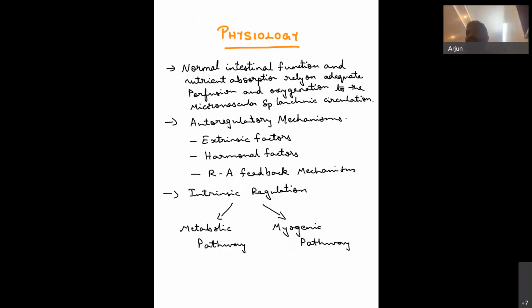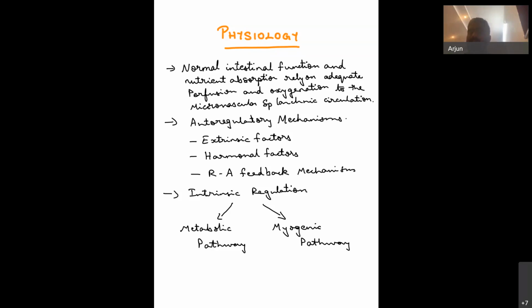Coming to physiology, normal intestinal function and nutrient absorption rely on adequate perfusion and oxygenation of the microvascular splanchnic circulation. The main three autoregulatory mechanisms involved in the blood supply to the intestines are the extrinsic factors, hormonal factors, and the renin-angiotensin feedback mechanisms. Coming to extrinsic factors, these include sympathetic efferent nerves in the prevertebral celiac and mesenteric ganglia, which initiate stimuli for arterial vasoconstriction. Coming to hormonal factors, they also contribute to the extrinsic regulation of splanchnic blood vessels.